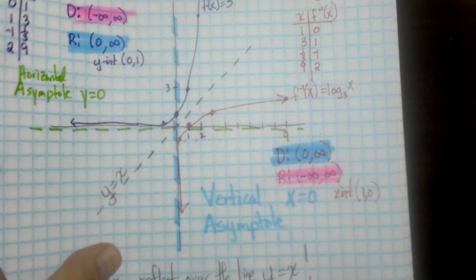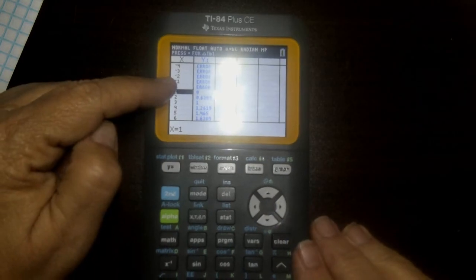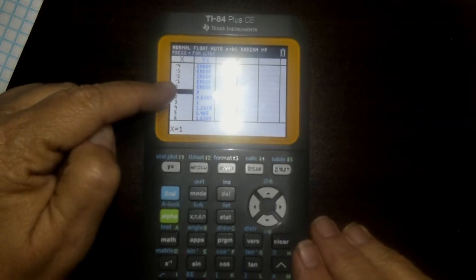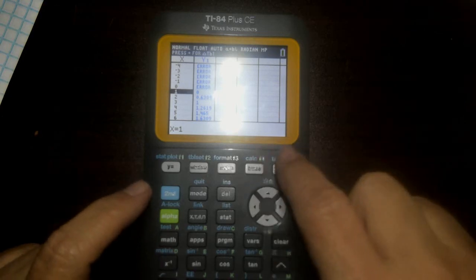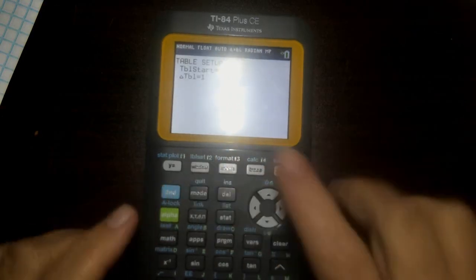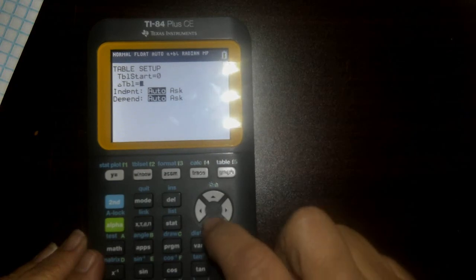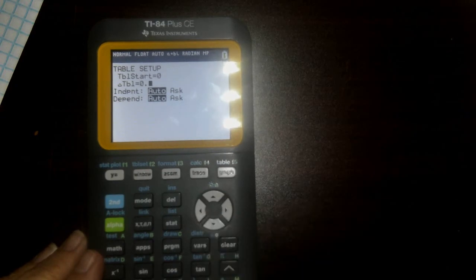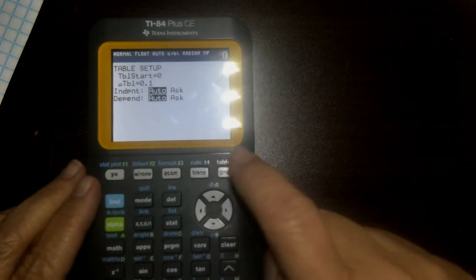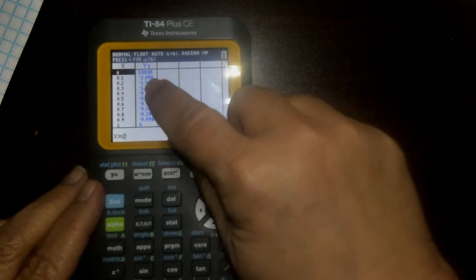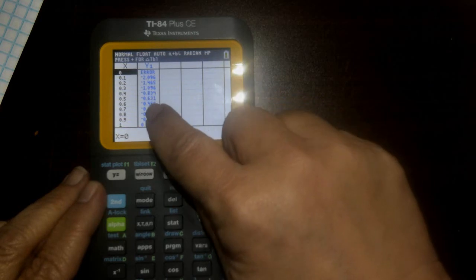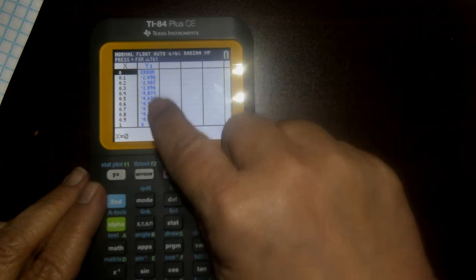So they're not showing up on my table right now because I don't have any entries in between 0 and 1. So if I go to table set, which is second window, and I make my table start at 0, but I make it count by 0.1, so I get some decimal entries in there. And then I go to table, and now I can see, yes, I do get some negative answers.